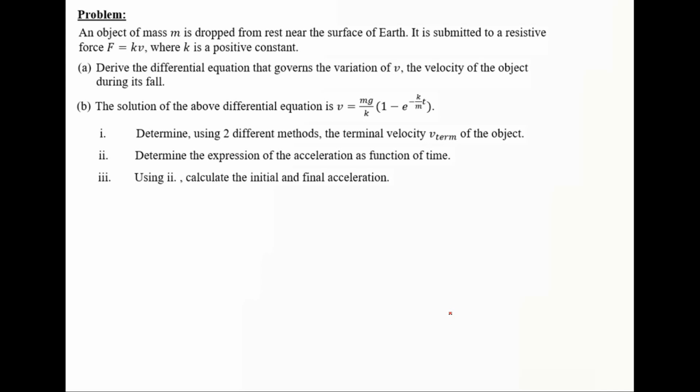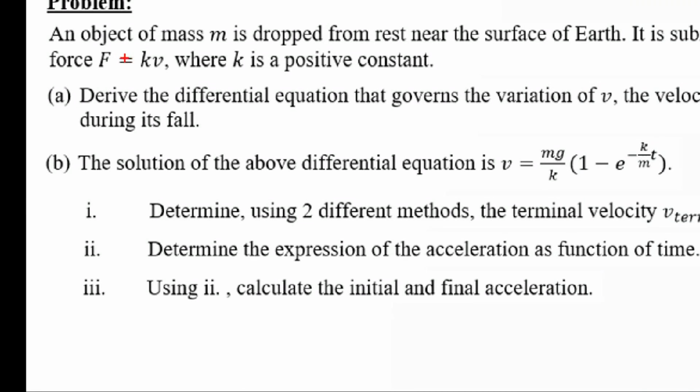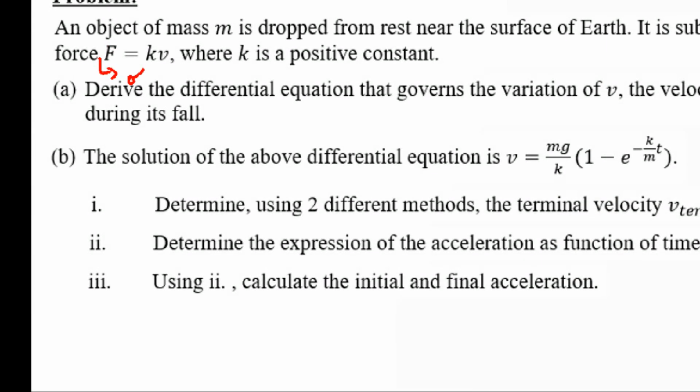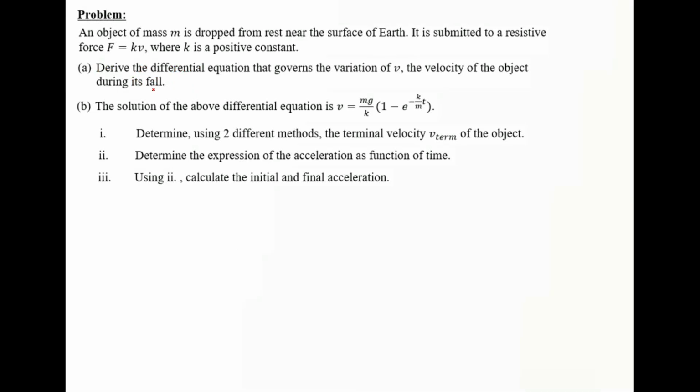Now, let's see the following problem, which reflects the type of problems that you might face on your APC paper. An object of mass m is dropped from rest near the surface of Earth. It's submitted to a resistive force given by kV, where k is a positive constant. Now here they didn't mention the negative sign because they're talking about the magnitude. So we should mention here it is a resistive force of magnitude F equals kV, where k is a positive constant. Part A, we need to derive the differential equation that governs the variation of V.